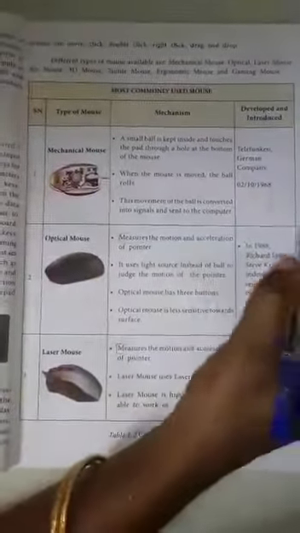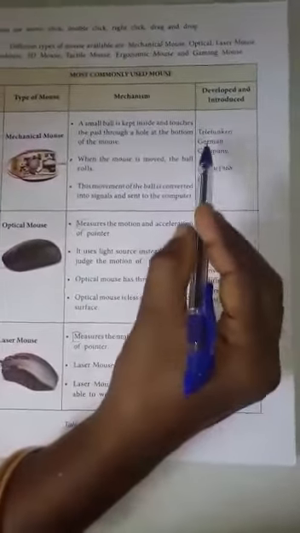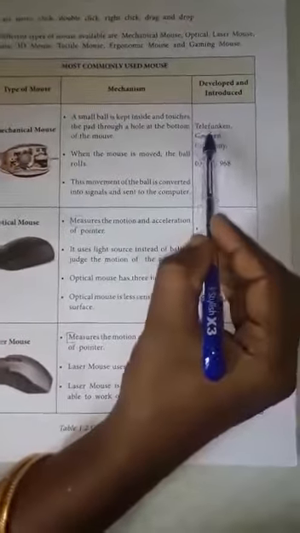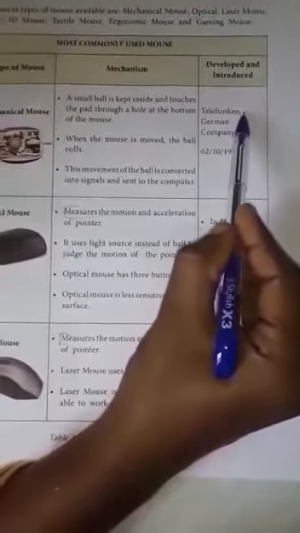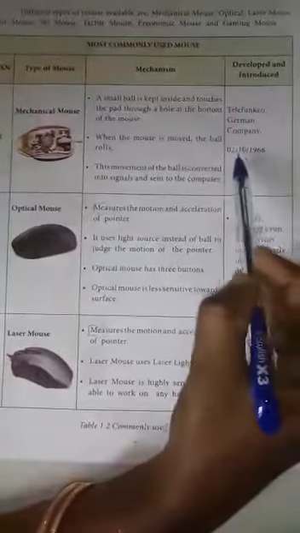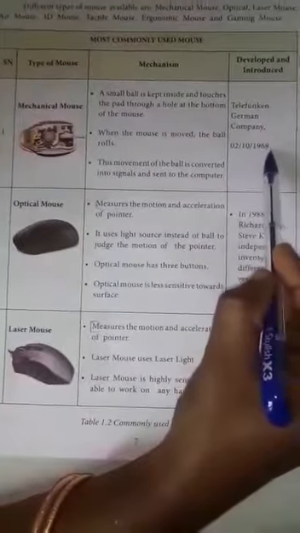Who is the developer? Telefunken, a German company. Telefunken is the developer, a German company. Year 1968. Okay, this is the mechanical mouse.